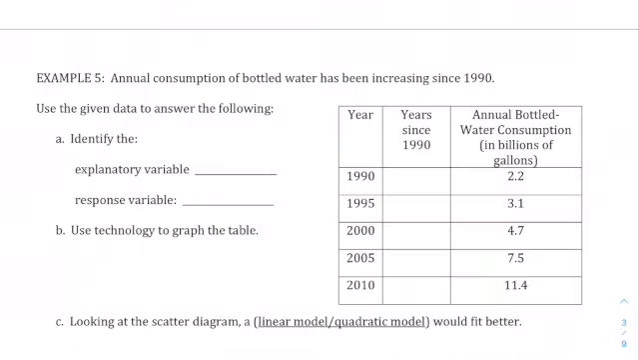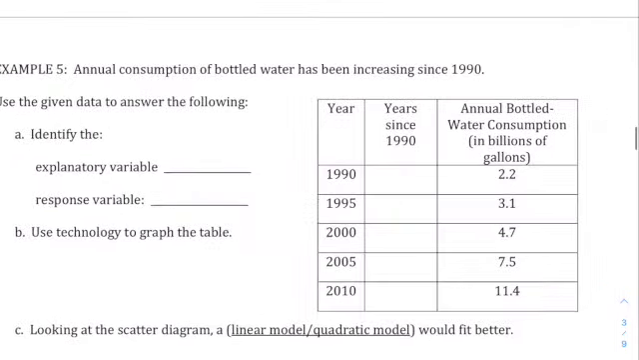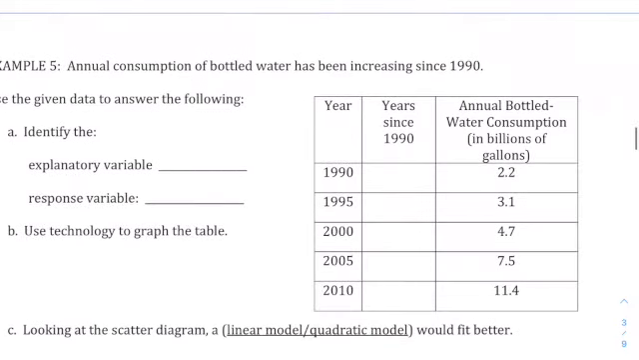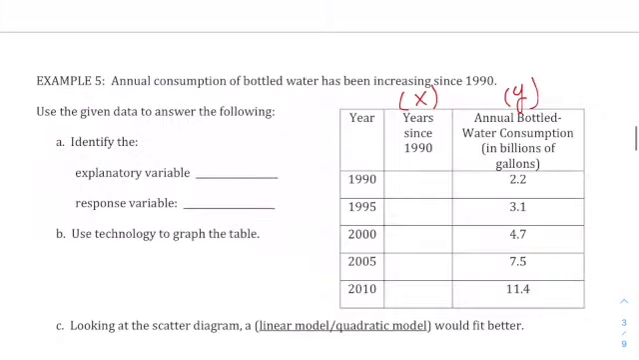For example number 5, annual consumption of bottled water has been increasing since 1990. Use the given data to answer the following. Identify the explanatory variable and response variable. So in this problem, years since 1990 will be your explanatory variable, that's your X. And then annual bottled water consumption, that's going to be your Y. Also, another thing is they gave you a little space and they give you a hint. Years since 1990. So 1990 is going to be 0 and 5.